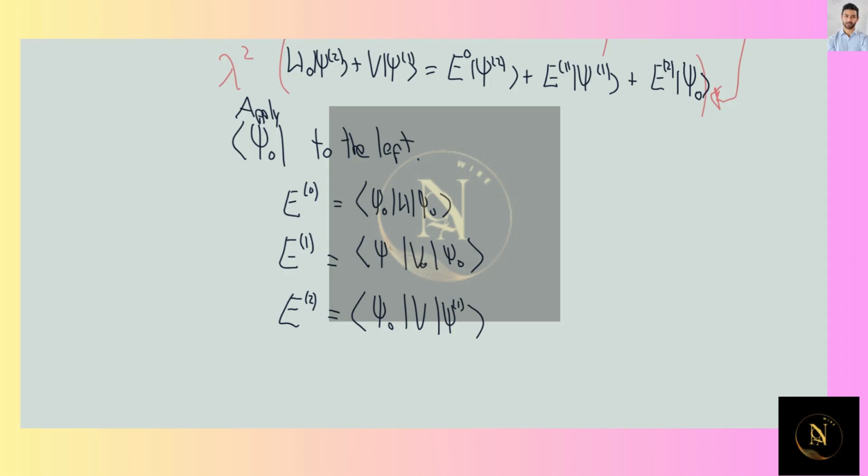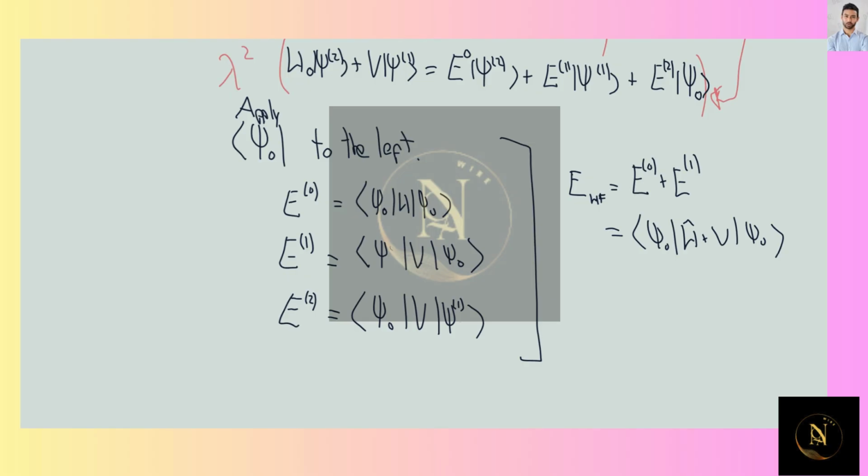And let me erase this. So with this, what we can do is write down the Hartree-Fock energy, which would be equal to E at the zero order plus E at the first order. This is because it is equal to my Hartree-Fock wave function times the Hamiltonian plus the potential times phi 0 over here. And at the MP2 level, the correlation energy would be equal to the energy at the second order.